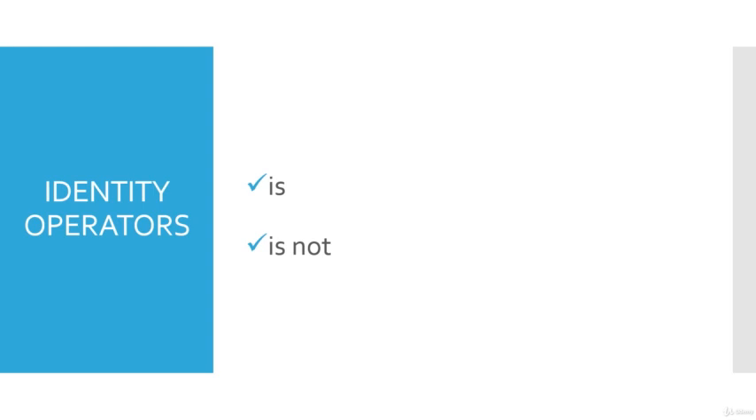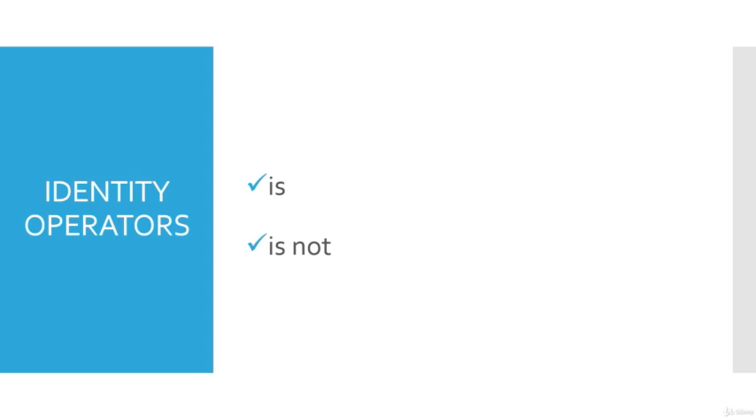In this lesson, we will discuss the identity operators in Python programming language in detail. Python programming language offers some special types of operators, like the identity operator or the membership operator. There are two types of identity operators in Python programming language. They are is and is not, and they are used to check if two values or two variables are located on the same part of the memory.